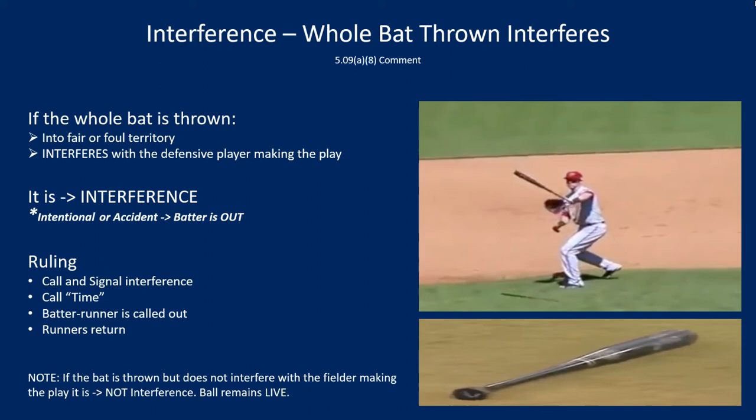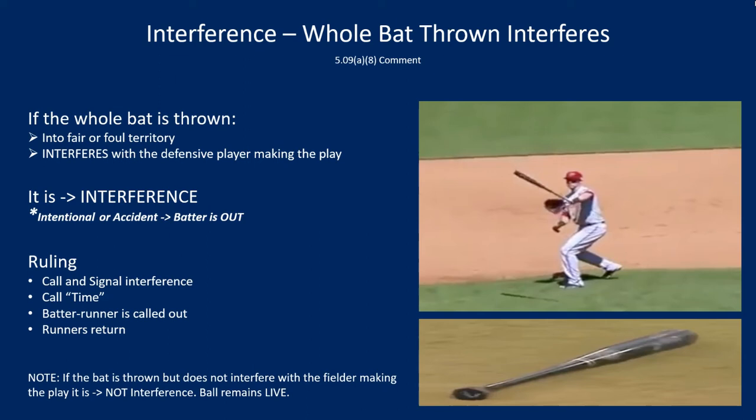The batter is in control of their bat. So if they let it go, and even if it's an accident, they're still responsible. They will be out on the interference. So it could be a foul ball as well. Anytime this whole bat interferes with a fielder making a play, the umpire is going to call and signal interference. They're going to call time. Our batter runner is going to be called out, and our runners return.